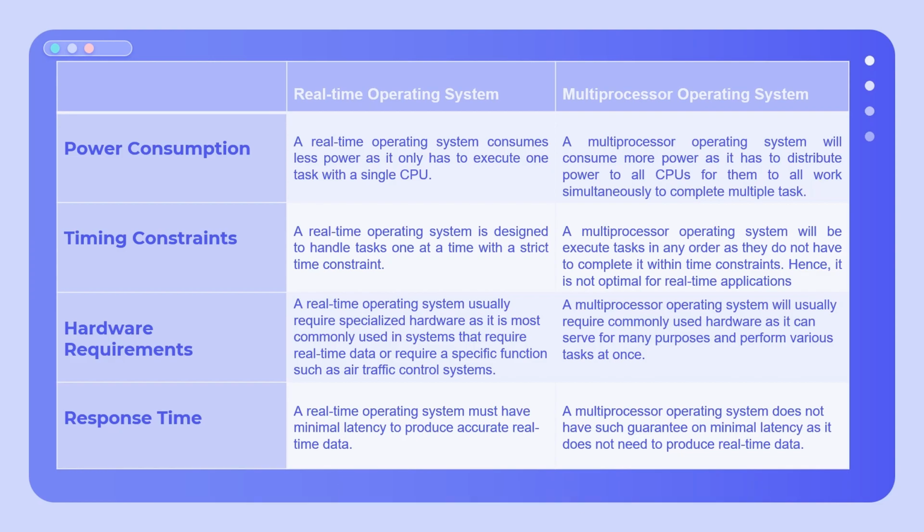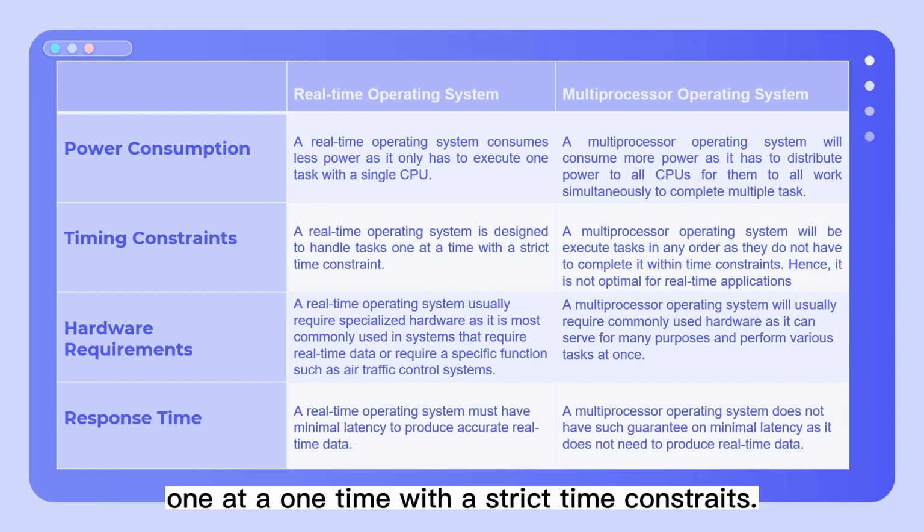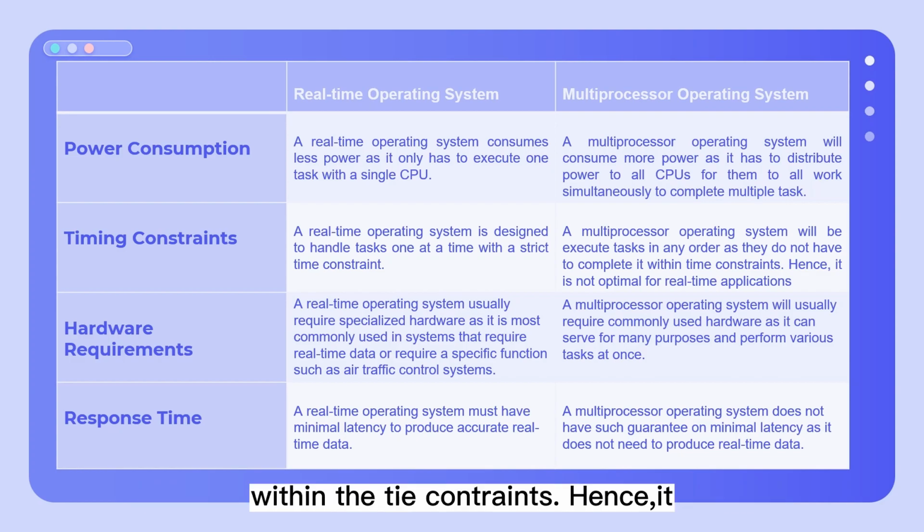Timing constraint. A real-time operating system is designed to handle the task one at one time with a strict time constraint. But the multi-processor operating system will execute tasks in any order as they do not have to complete within the time constraints. This is not optimized for real-time application.